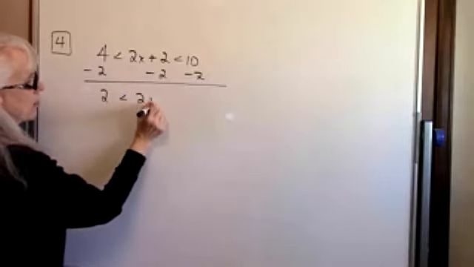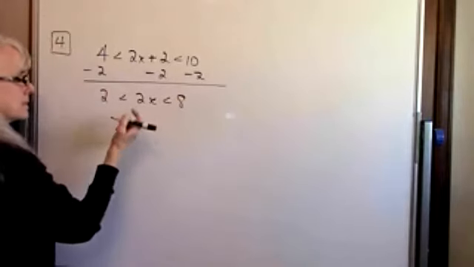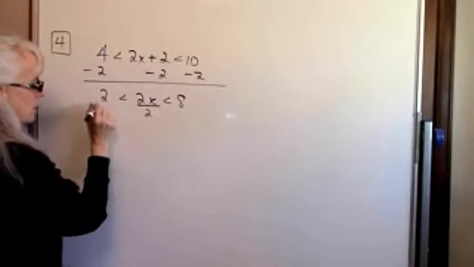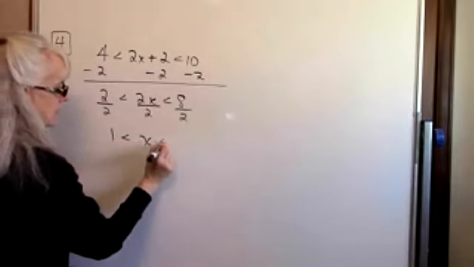Now the only thing we have in the middle is a 2x, and that's going to be less than 8. To isolate the x in the middle, we'll divide everything by 2 again, the left side and the right side. That's going to give me 1 is less than x is less than 4.